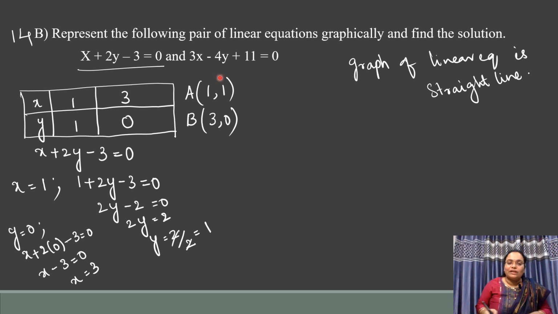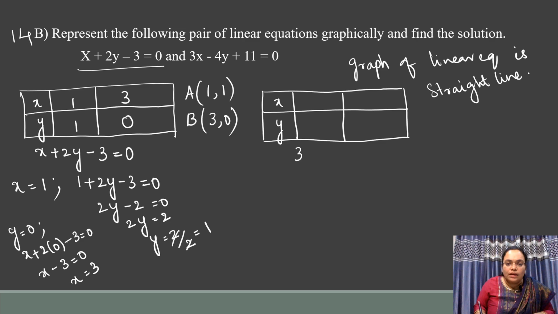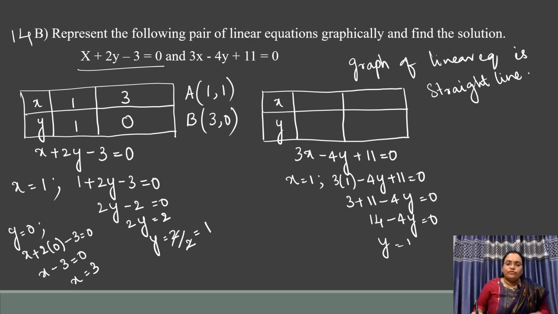Now, let us do it for the second equation. So, what is the equation? 3x minus 4y plus 11 is equal to 0. If you take x is equal to 0, you will get y is equal to 11 by 4. Again, you will get a decimal point. If you take x is equal to 1, y is equal to 14 by 4. Again, it is a decimal point.